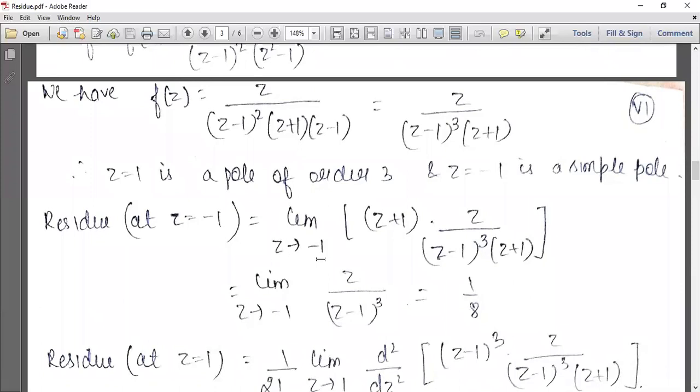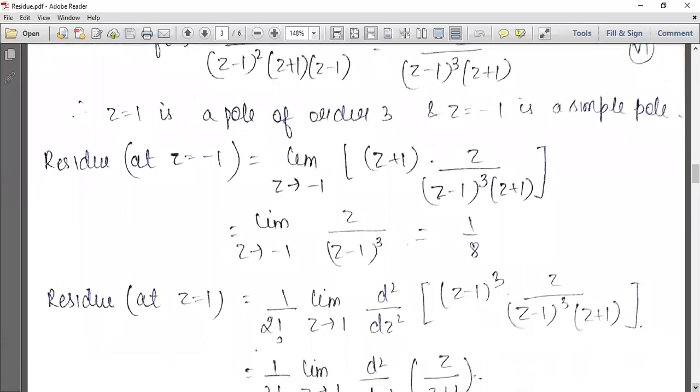This will be limit z approaching to minus 1, because this is your pole at which you are calculating your residue. So this will be z minus z naught. Here z naught is minus 1, so this will be z minus of minus 1, which will become z plus 1, into my function f of z, which is z divided by z minus 1 cube into z plus 1. So basically this will get cancelled and I will be left with z divided by z minus 1 cube. And now just replace z with minus 1 and I will have my answer as 1 by 8.